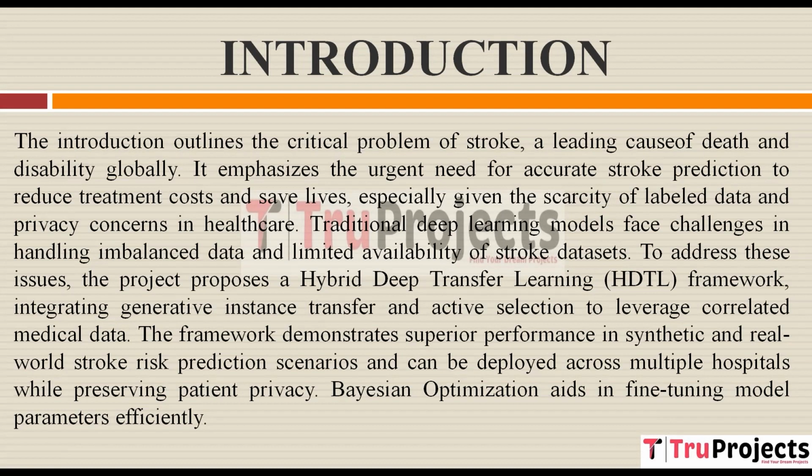The project offers a hybrid deep transfer learning (HDTL) system that combines generative instance transfer with active selection to take advantage of associated medical data in order to address these problems. The system exhibits higher performance in both simulated and actual scenarios of stroke risk prediction and may be implemented in numerous institutions while protecting patient privacy. Using Bayesian optimization, model parameters can be efficiently adjusted.